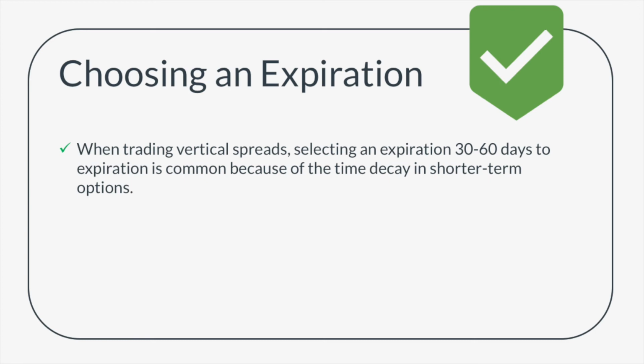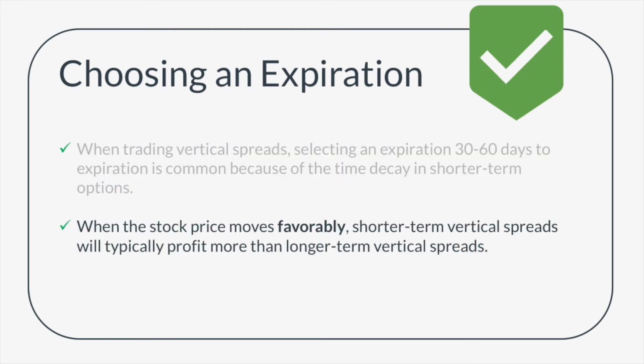Now, to quickly recap, when trading vertical spreads, selecting an expiration 30 to 60 days to expiration is common because of the time decay in shorter term options. Now, this is sort of a guideline and it's not a hard and fast rule, and the reason for that is when trading options there's always going to be exceptions, and sometimes you might want to trade a longer term spread or sometimes you might want to trade a shorter term spread depending on the situation. Now, that 30 to 60 day window is quite common because you get nice extrinsic value decay as time passes, but you also have enough time to recover if the stock price moves against you.